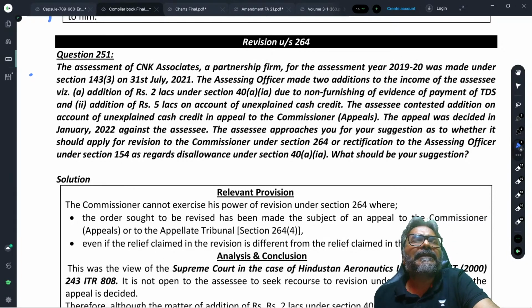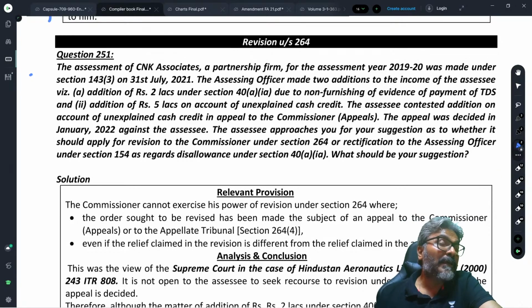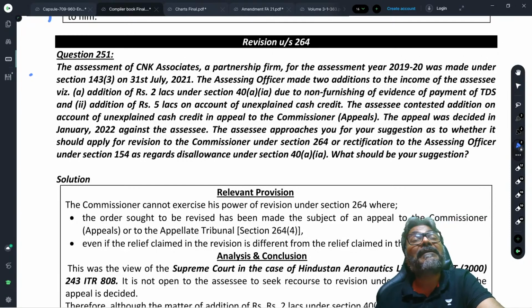What is complete merger? That is, if in a particular order, on any one particular point, the AO goes and files an appeal, or the assessee goes and files an appeal. So tell me one thing: if he has already gone in appeal on any one matter in the appellate forum, then can the CIT under section 264 exercise jurisdiction on the remaining matters? Can he revise the order of the AO on the remaining matters under section 264?